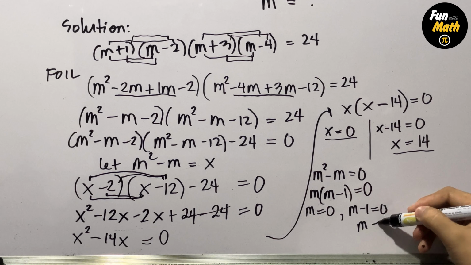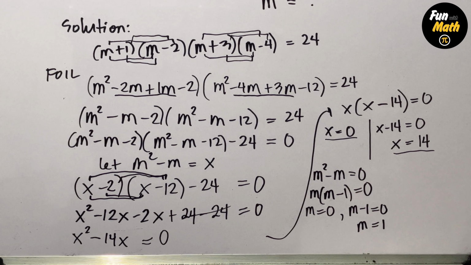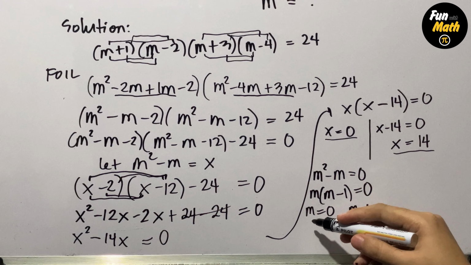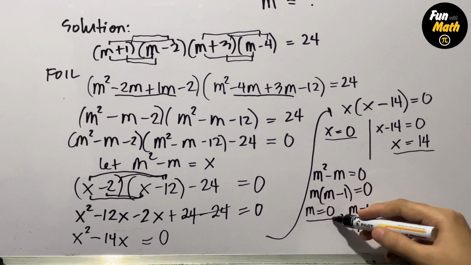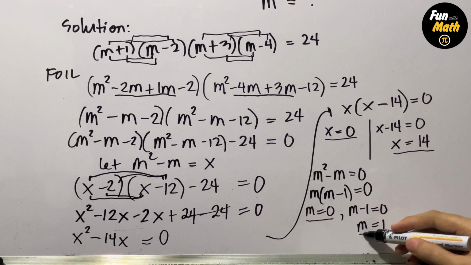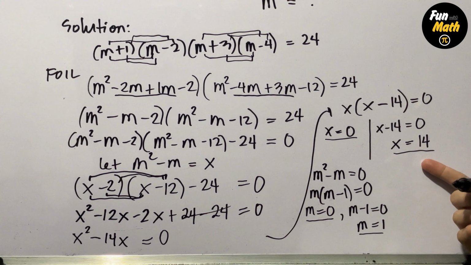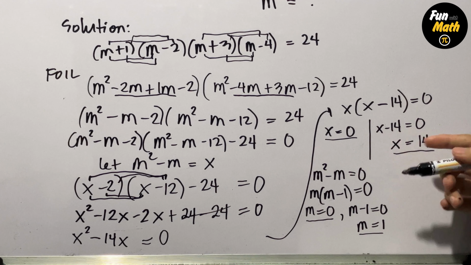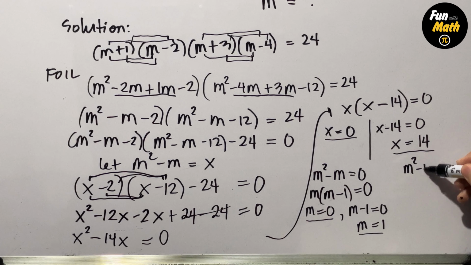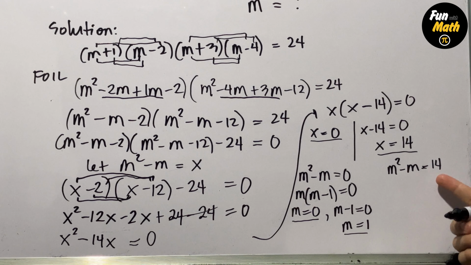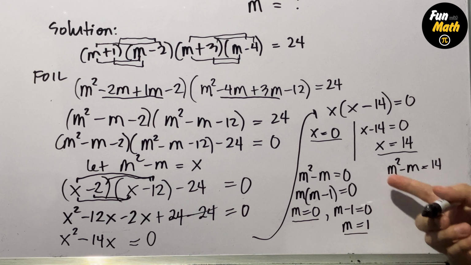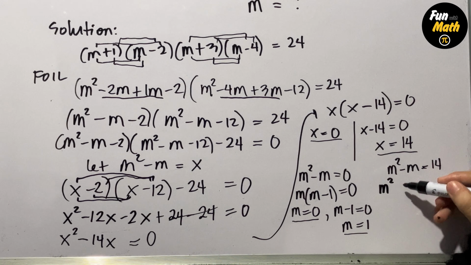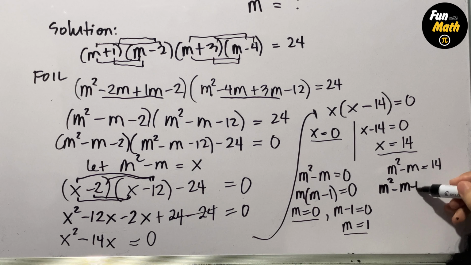And that is m is equal to positive 1. So now we have the value of m, which is equal to 0. The other one is equal to 1. But we have another one, x is equal to 14. So we replace x into m squared minus m, then equals 14. And we can take 14 through the other side. So this is now m squared minus m minus 14 is equal to 0.